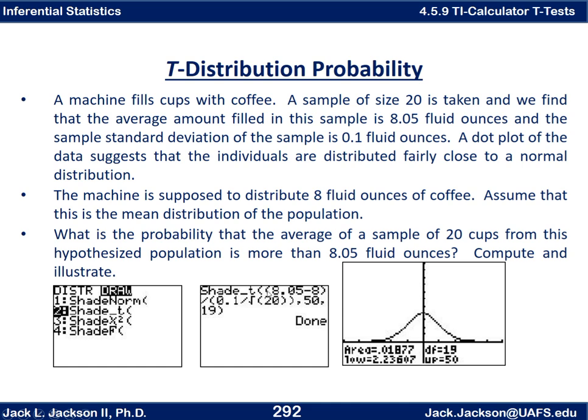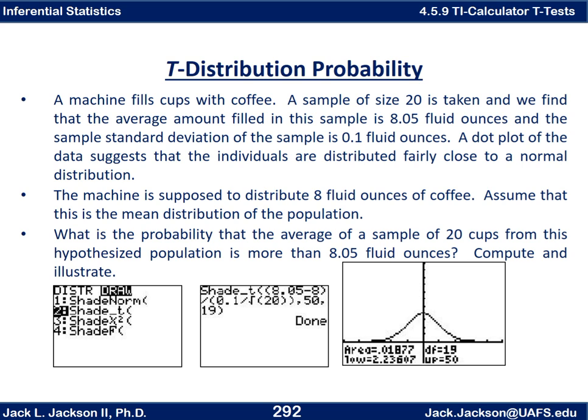I probably would have been better off figuring that out and storing it as t star first, and then shading t from that t up to, well, I went up to 50. That was plenty big enough. And with 19 as the degrees of freedom, that's one less than the sample size. We see this here, and it's shaded. It's hard to see because it's just a little bit shaded on the right side. It also tells you its area is 0.01877.